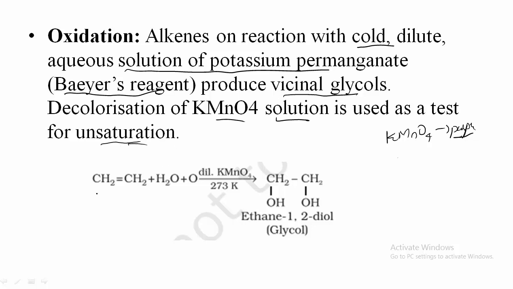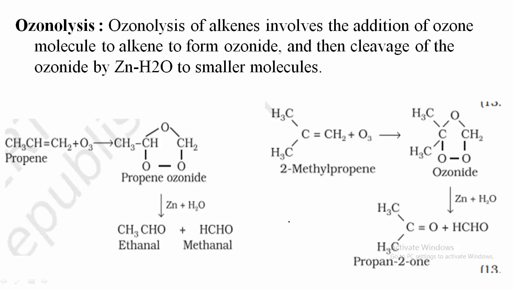And here when water is added to the alkenes in presence of Bayer's reagent, it will form vicinal glycols, meaning the alcohol groups are attached to adjacent carbon atoms. Then we call them vicinal glycols. And here the compound formed will be ethane-1,2-diol, that is said to be glycol. Remember this. Next one, ozonolysis.